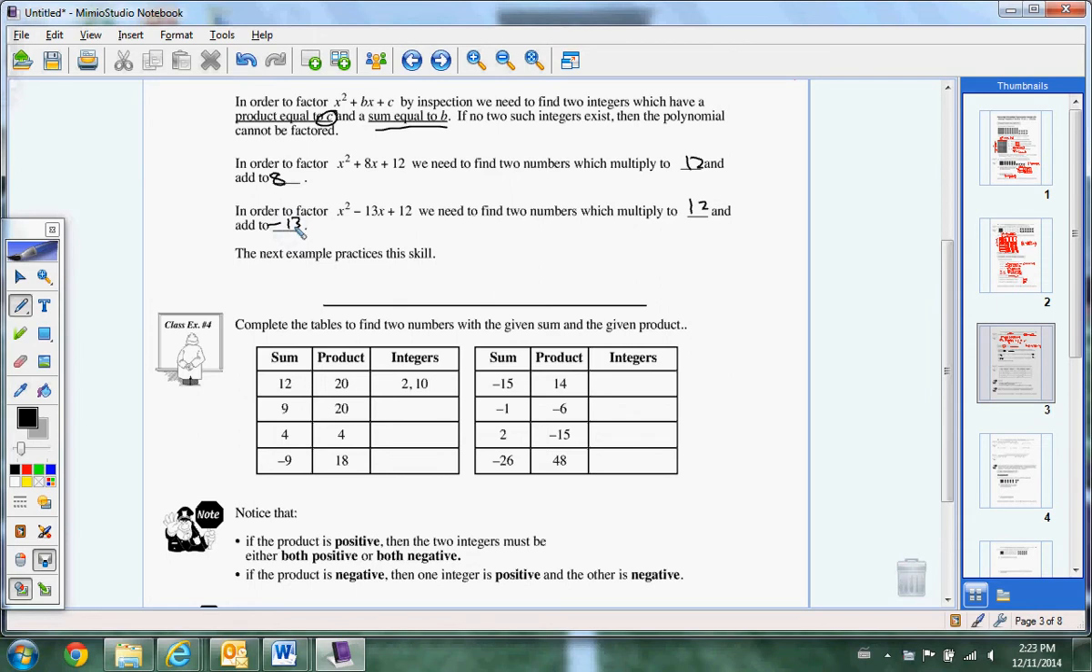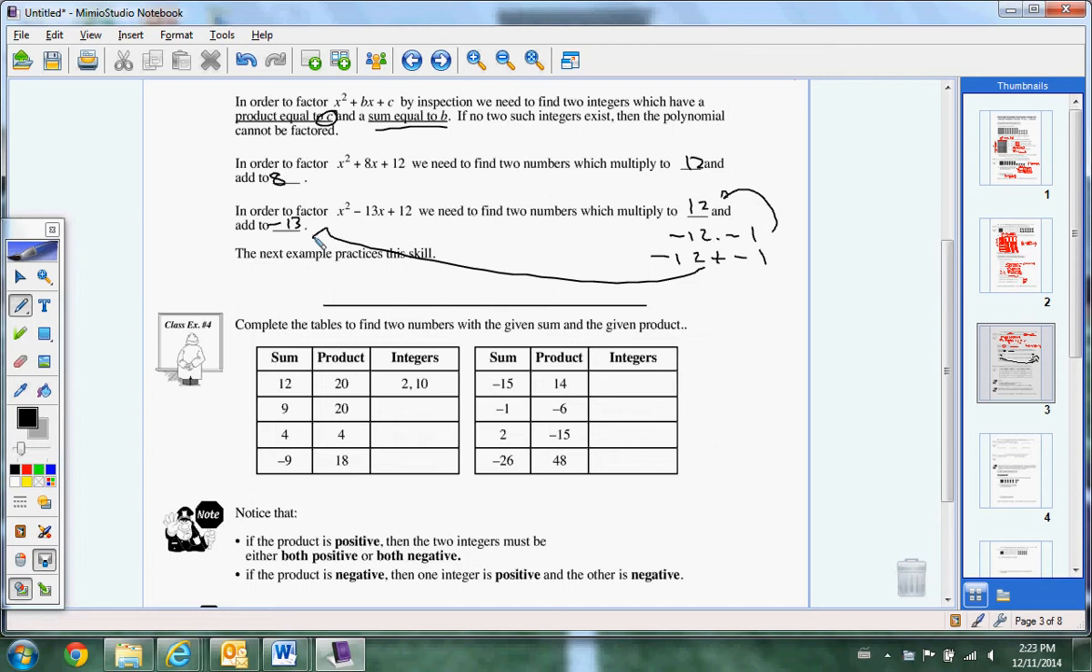Anybody know that one? Negative 12, negative 1. Negative 12 times negative 1 equals a positive 12. Negative 12 plus negative 1 equals a negative 13. Any question on that pattern? This is the crucial part. That's the pattern. Nothing at all yet? Okay.